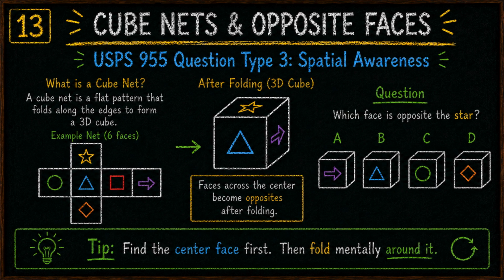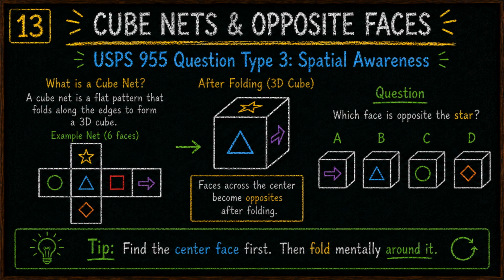The face that is farther across the net may become opposite the center face or opposite another face, depending on the net layout. One strong shortcut is to identify faces across the center. Faces that fold around the cube may become opposite after folding. The slide example asks, which face is opposite the star? To solve it, do not just look at the flat layout. Mentally fold the faces upward.